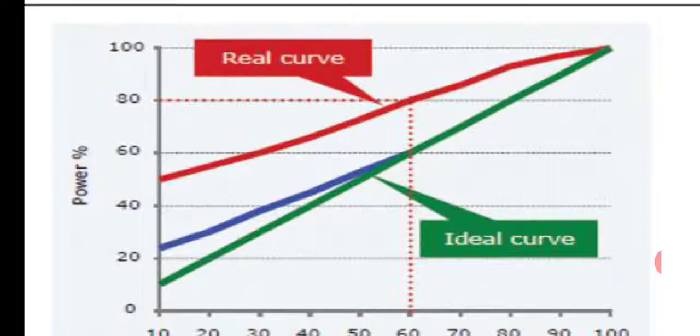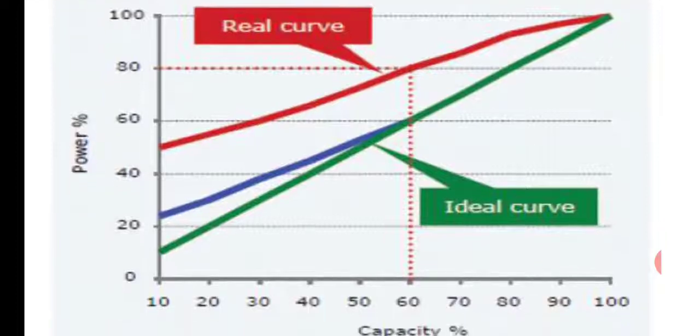You can see that at 100% rated load, they are all the same. But at part load, you can see the real requirement is very high. Even at 10% load, it is consuming 50% of the power. Whereas if you install a VFD, at 10% it requires only 25% of the power. So you can see almost 25% power is saved here.